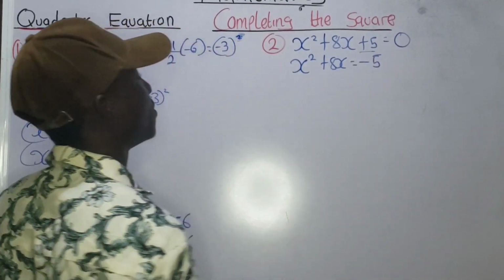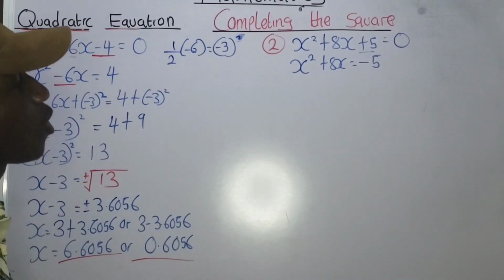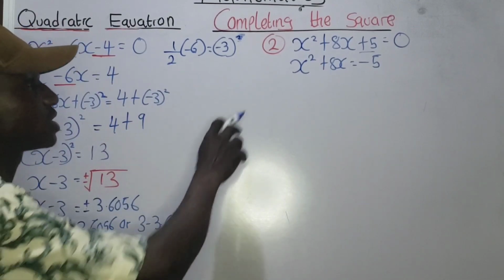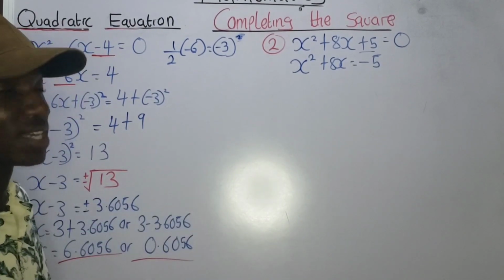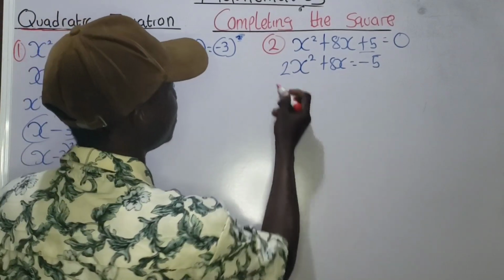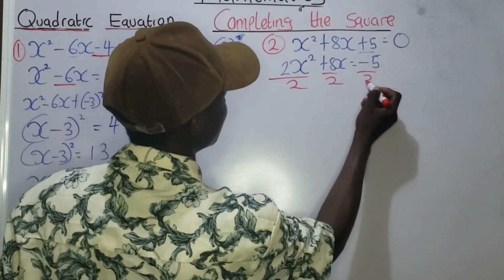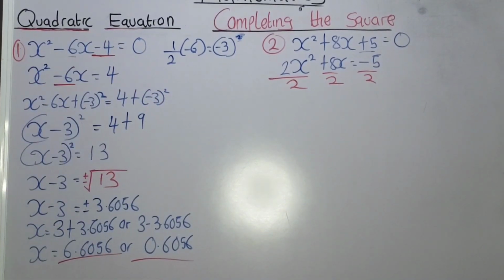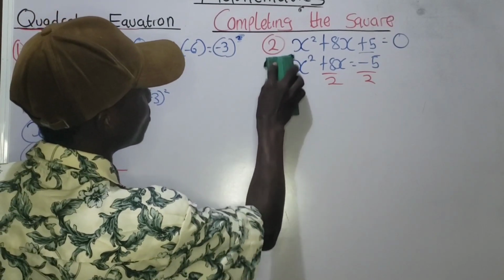Okay, now the next step is that you have to divide all through by the coefficient of x squared if it is not 1. But because it is 1, there is no need to divide. You understand? Let's say we have 2 as the coefficient of x squared. I'm going to divide the whole equation by 2. But because the coefficient of x squared is 1, there is no need to divide. Okay.